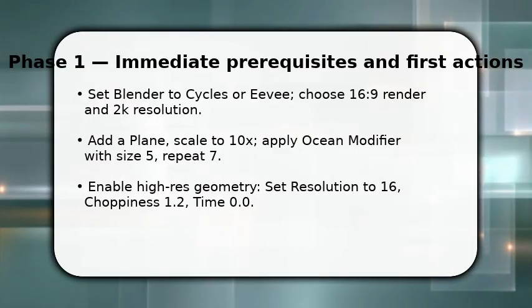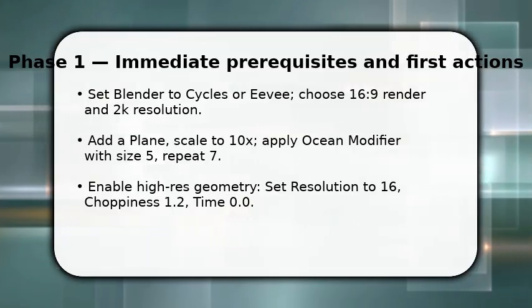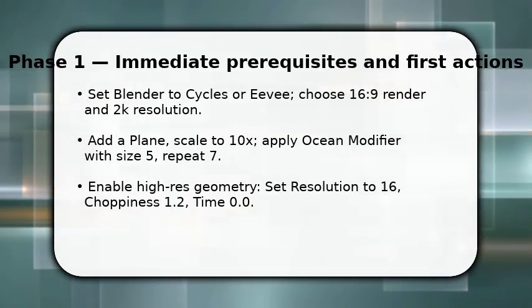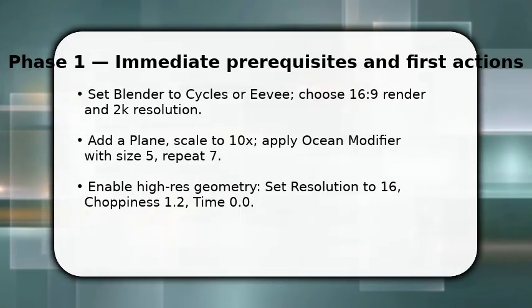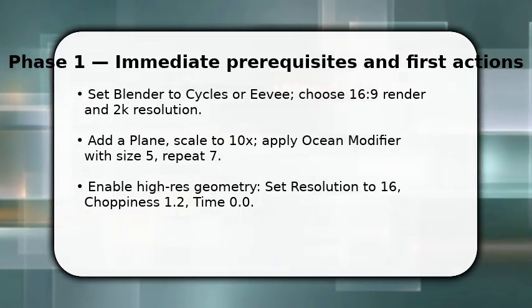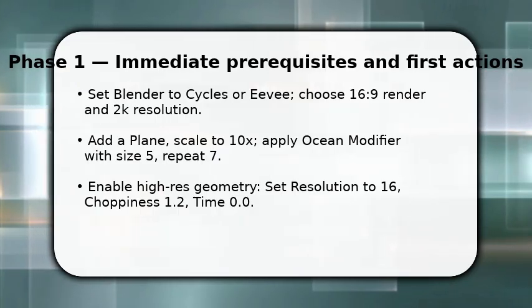You begin by preparing the scene and adding the ocean modifier to a large plane. This produces the base displacement you need. First, switch to Cycles or Eevee and set a 16:9 render at 2K if you want crisp detail.